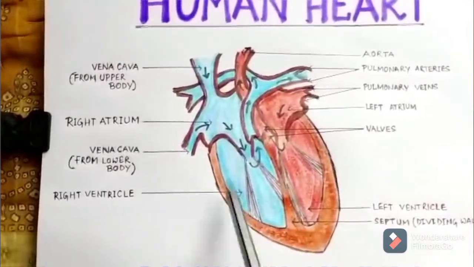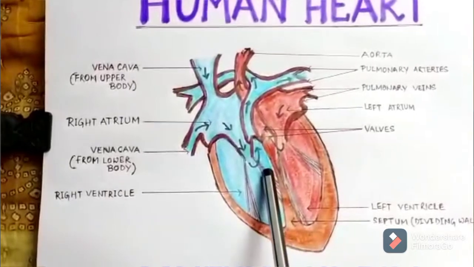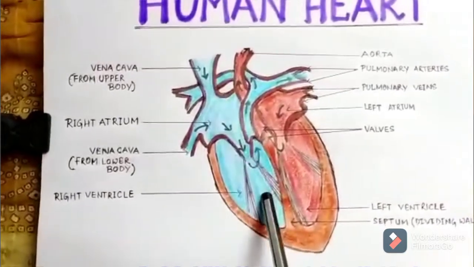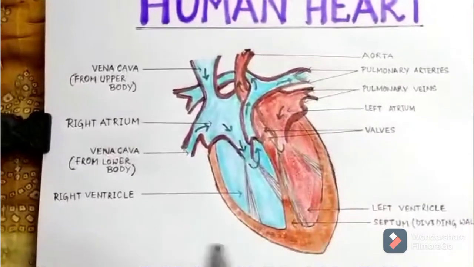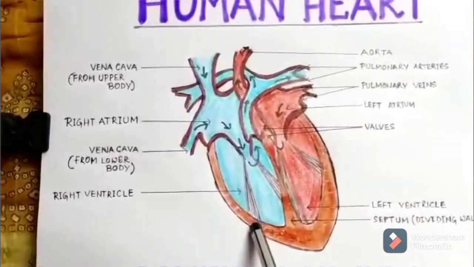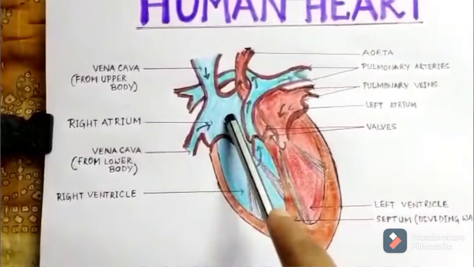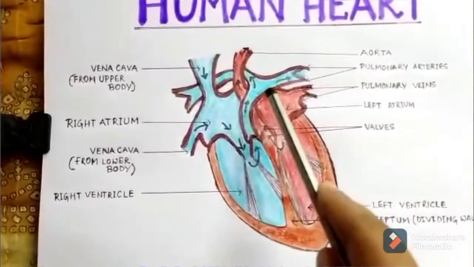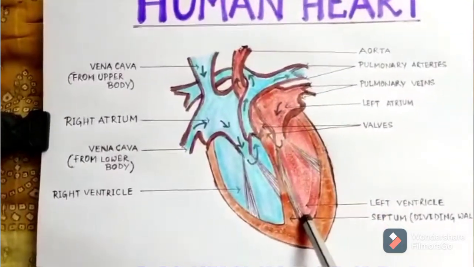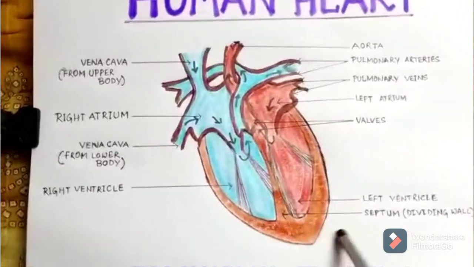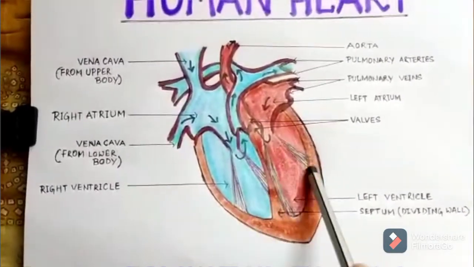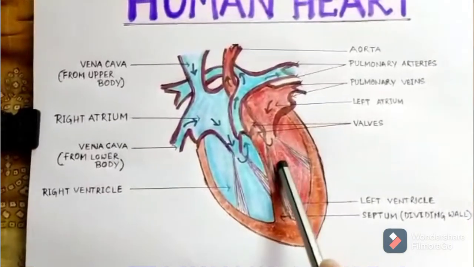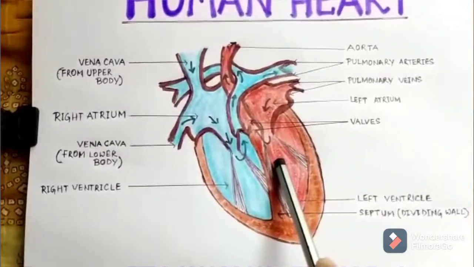So what you saw here, 2 times blood comes to your heart. One is the deoxygenated blood, another time is the oxygenated blood. So this type of circulation is called double circulation. And you can see the deoxygenated blood never mixes with the oxygenated blood because of presence of this septum or the dividing wall. Clear?